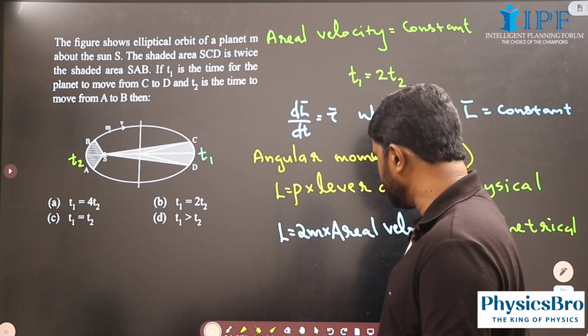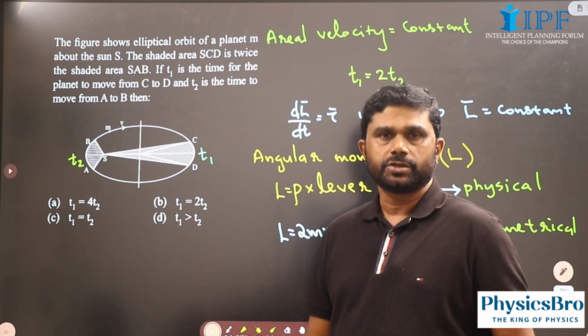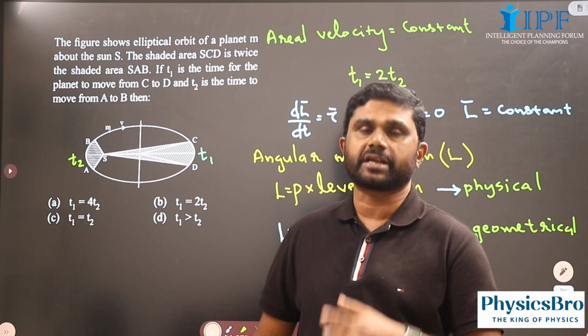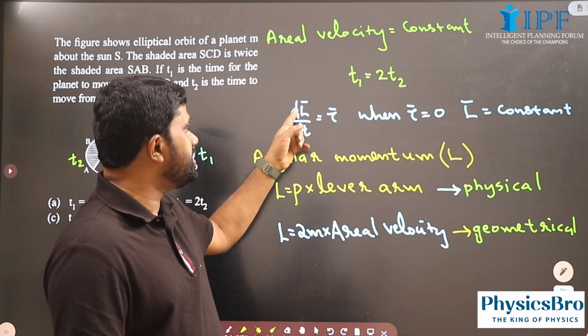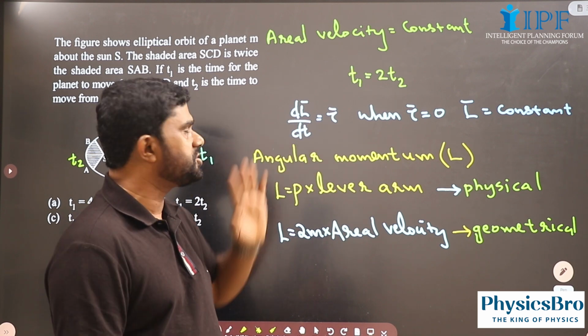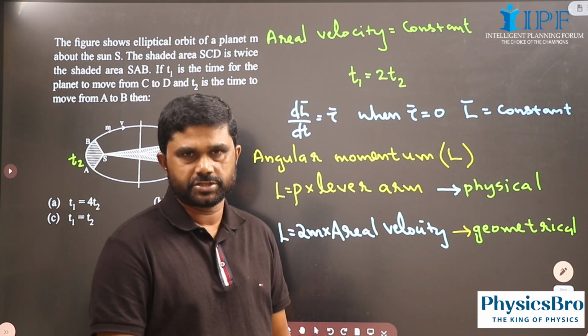And see, the line of action of the force also passes through the Sun. So there is no torque on the planet due to this attraction. So the torque acting on the planet is zero. See, we have dL by dt, that is the time rate of change of angular momentum, equal to torque. When torque is equal to zero, angular momentum will be conserved.